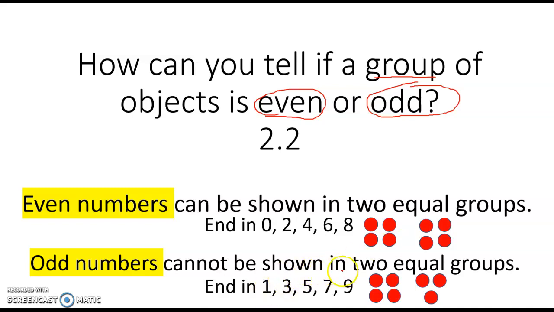Odd numbers cannot be shown in two equal groups. Odd numbers end in 1, 3, 5, 7, and 9. I have 7 circles here, and I tried to break them up into two equal groups, but one group has 4 and the other group only has 3. So that's an odd number. 7 is an odd number.